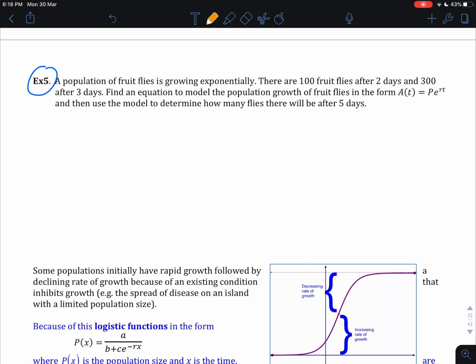And so we are once again using our PERT formula. Again, you have got two variables here. We're interested in knowing what the initial number of fruit flies is, and we're also interested in knowing what our r value or percentage growth per period of time is going to be, and our period of time in this case is days. Okay, so I'm going to do my initial setup of my equations.